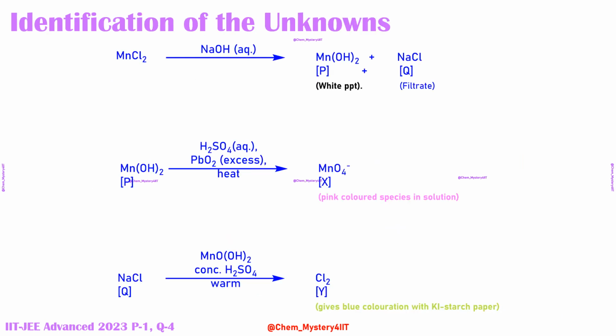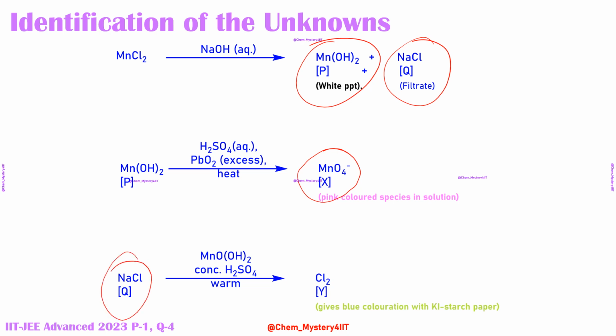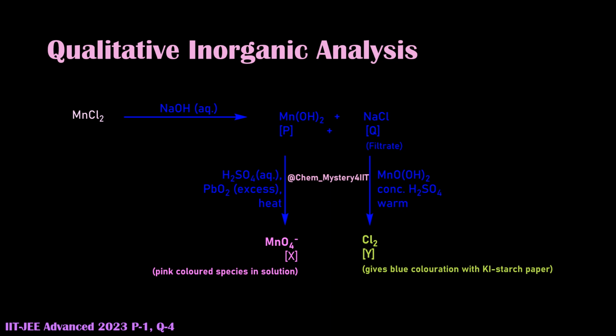Okay. Fine. So coming back to the identification of the unknowns, we have done a lot of discussion. For compound number P, it was a white precipitate coming from the manganese hydroxide. Compound number Q was NaCl, and then this Mn(OH)2 was oxidized. This was giving us MnO4 minus, and if you have taken sodium in the solution, this can be sodium permanganate. If it was potassium, it could have been potassium permanganate. NaCl is going to convert into chlorine finally, and this chlorine is going to give us blue coloration when it reacts with the starch iodide paper. All these reactions are tabulated over here once again, and this can be the overall summary of all the reactions.